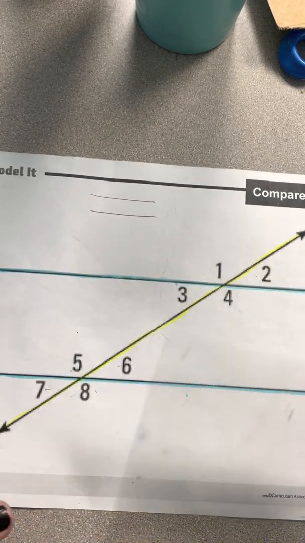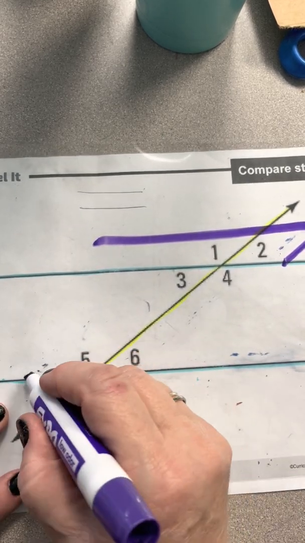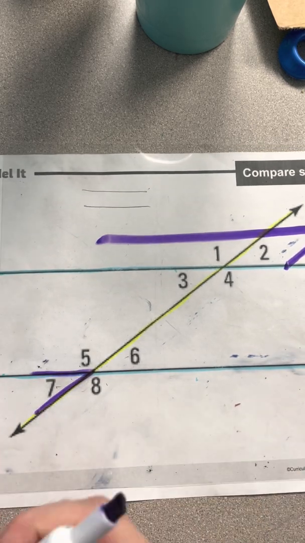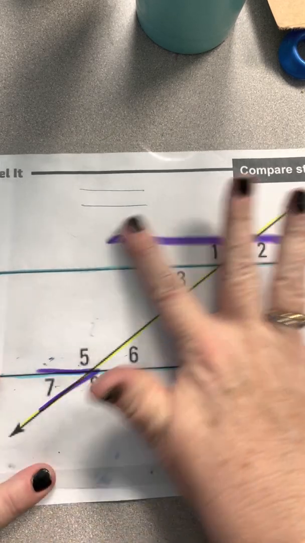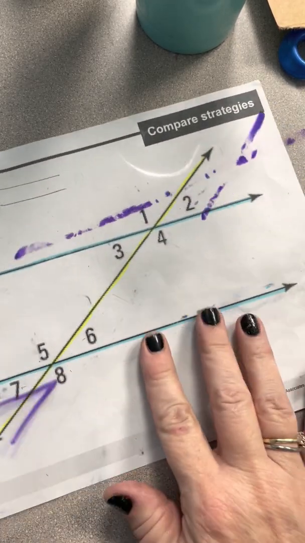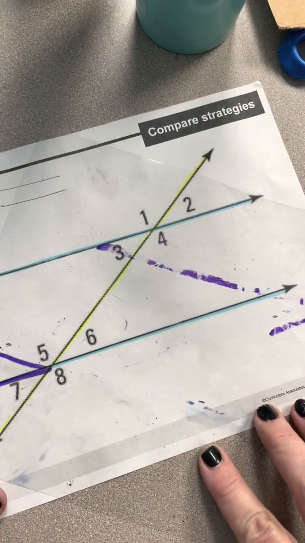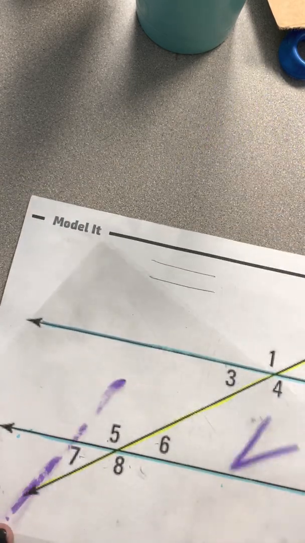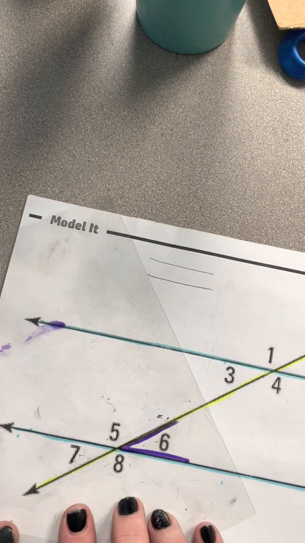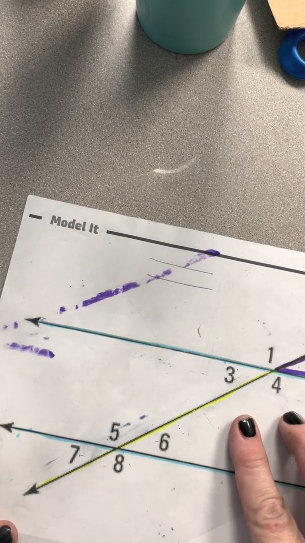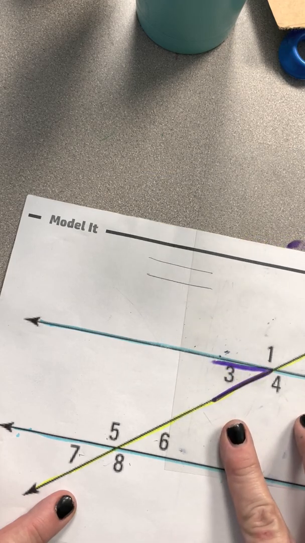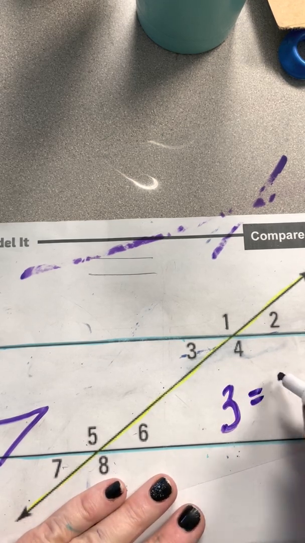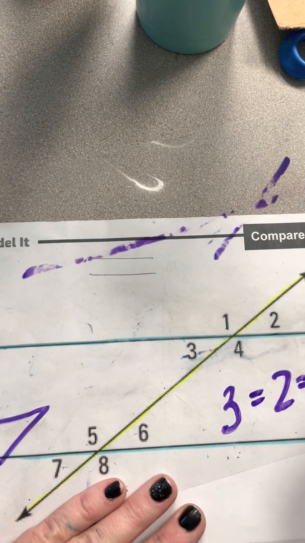All right, then what we did is we traced angle 7. All right, and we did some transformations to see what other angles on this sheet are exactly the same as 7. All right, if I move it to 5, well, that doesn't match. 8 doesn't match. Oh, but look, 6 matches. And if I move up here, 2 matches. And I reflect it back, 3 matches. All right, so that means 3 is equal to 2 is equal to 6 is equal to 7.